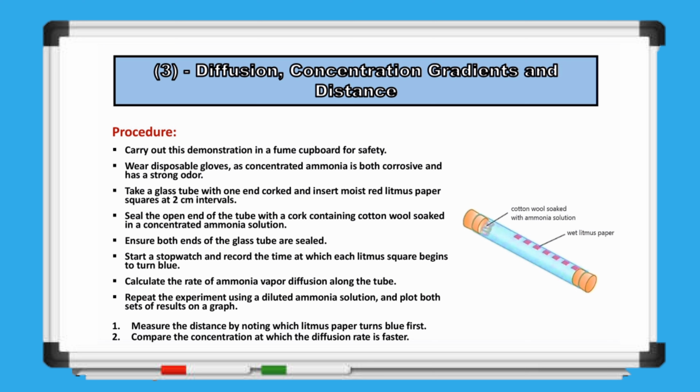Finally, plot both sets of results on a graph and analyze the concentration at which diffusion occurs more rapidly. This will help you understand the relationship between concentration gradients and the rate of diffusion.